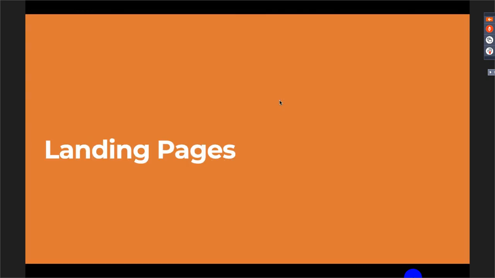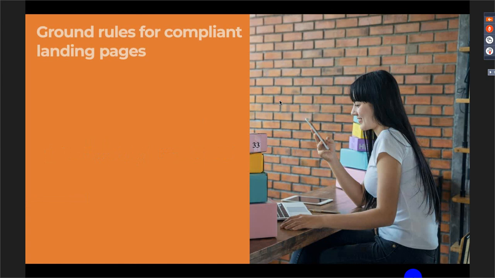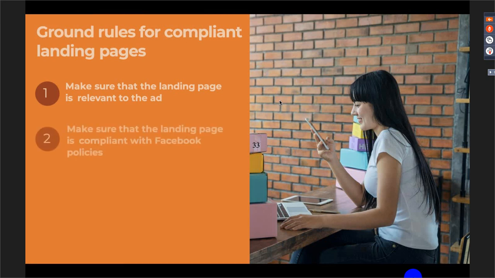Okay, coming to the last element, which is about the landing page. So what are the ground rules for a compliant landing page? One, make sure that the landing page is relevant to the ad when advertising any product. Make sure the landing page reflects the product and not your main page, like the example that we saw right at the beginning about Chalda. Provide as much information about your product or services as possible.